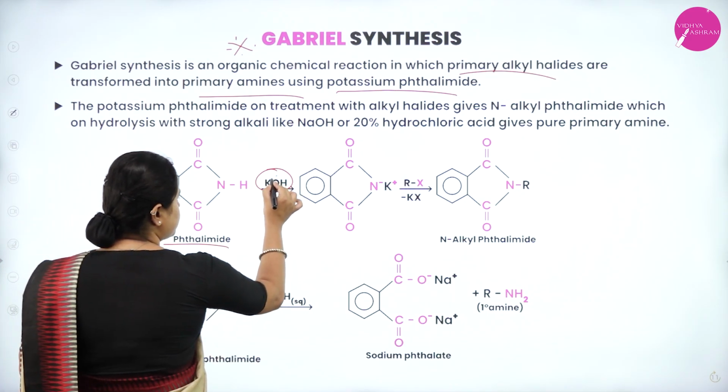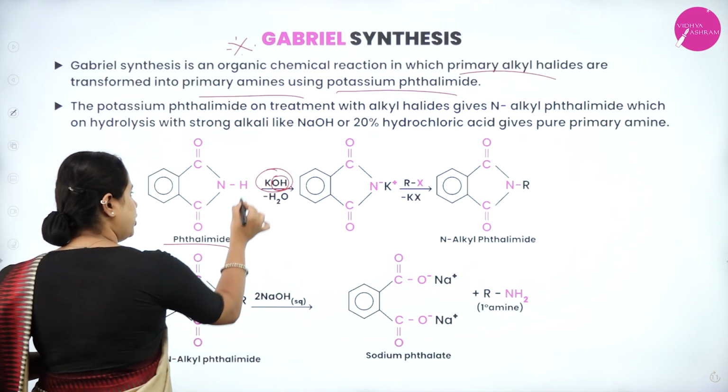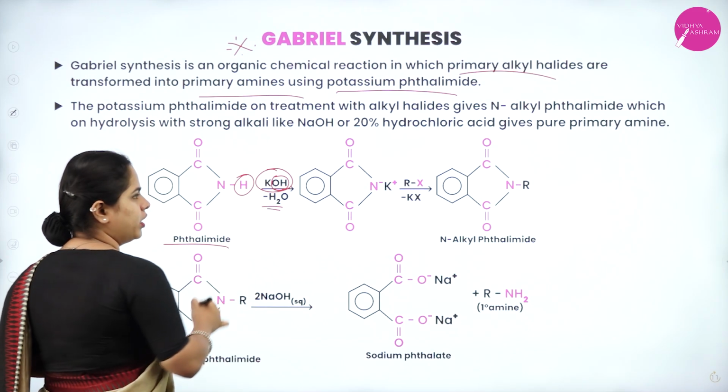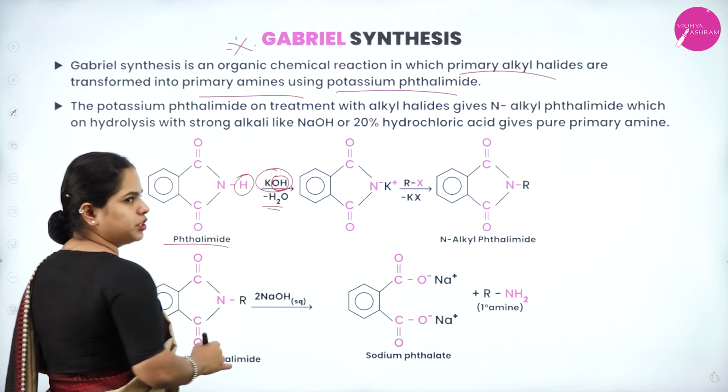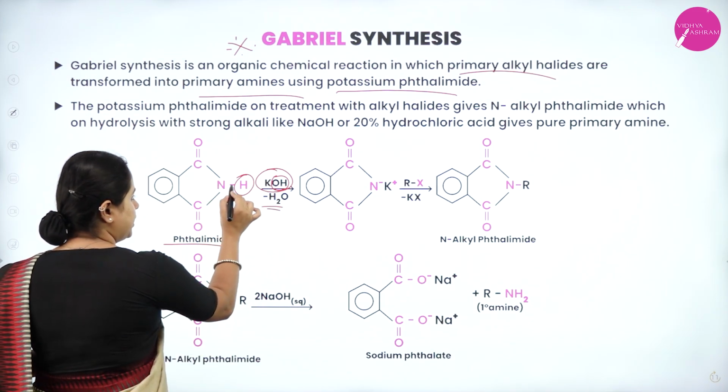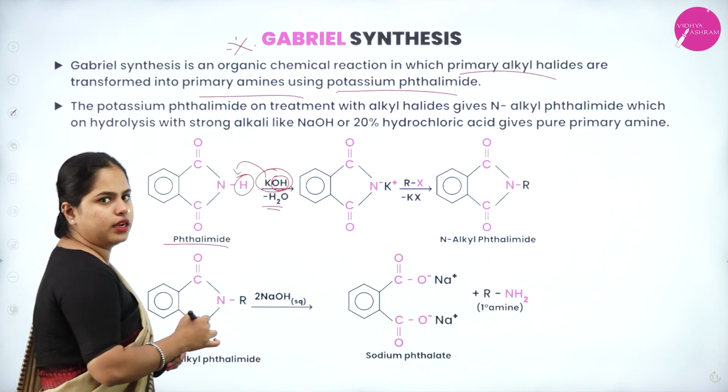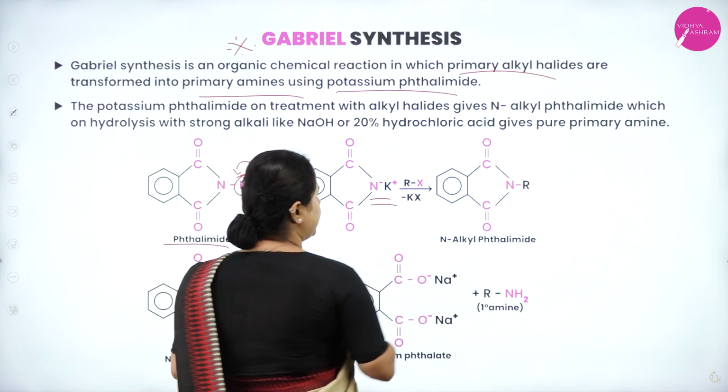So what is happening here is, you have OH here, and you have the H here. So that will be removed as water. Now what is left behind? Only potassium is left behind. So you will have the nitrogen here and the K will form a bond with the nitrogen. That is what is shown here, N minus K plus.